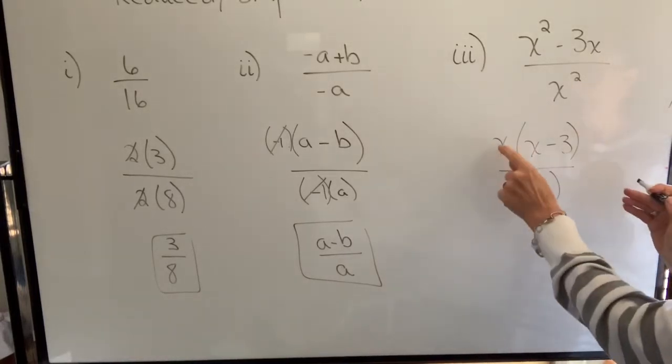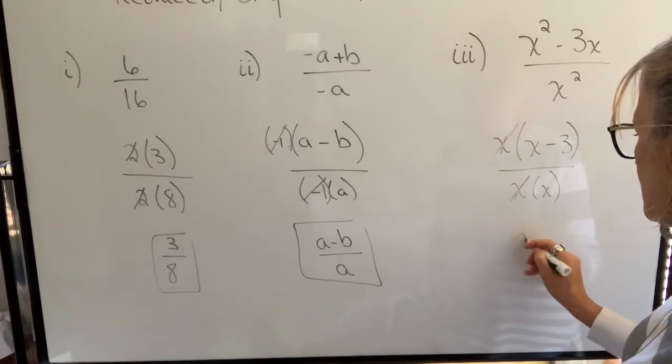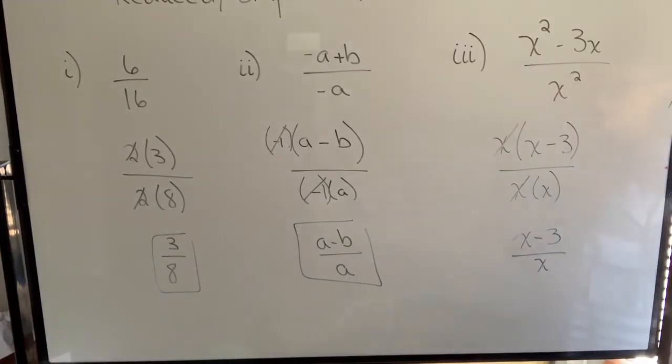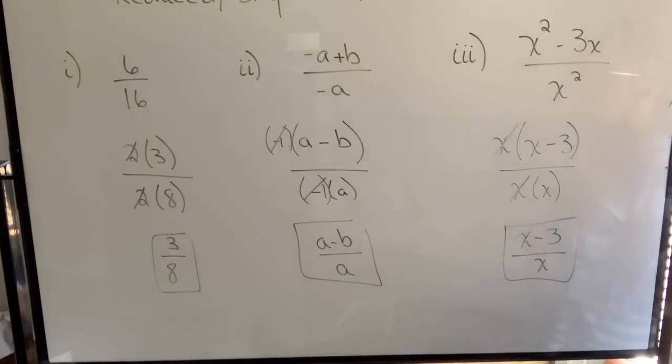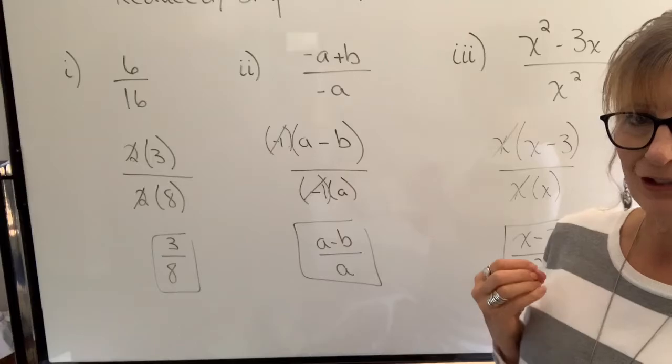And now you can see that you have a common factor of x in the numerator and in the denominator. So my result will be x minus 3 divided by x. That would be considered simplified. So in order to simplify algebraic fractions, we have to know how to factor.